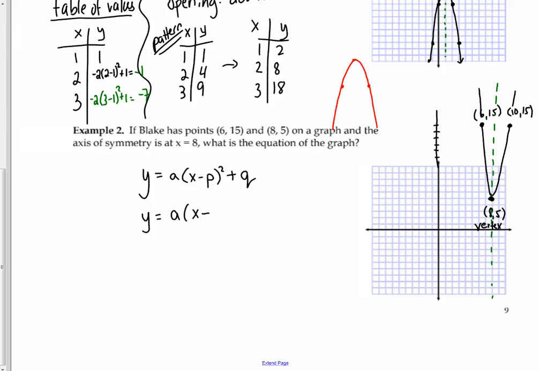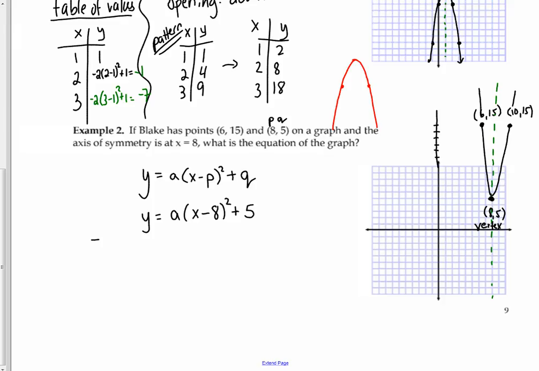So x minus p is 8, squared, plus our q is 5. Okay, so I have a problem. I don't know what a is. So we need to find it somehow. And that's where they give us another point, and we're going to use that other point.